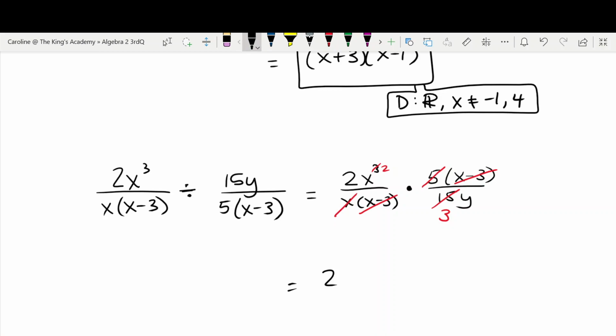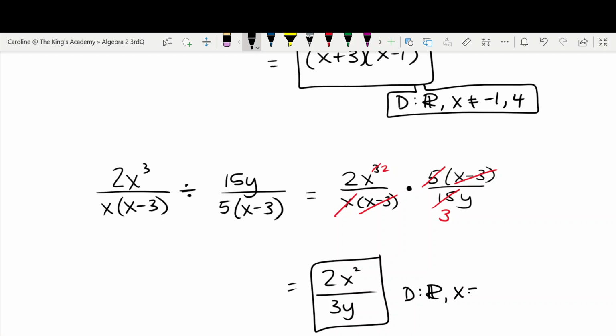All right, so let's see what I have left. I have a big 2. I have an x squared. I have nothing else over on the right in the numerator. And then what's left in the bottom? A 3 and a y. This is my simplified answer, but what is it that x can't be?